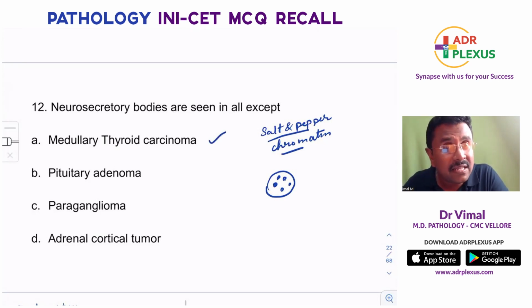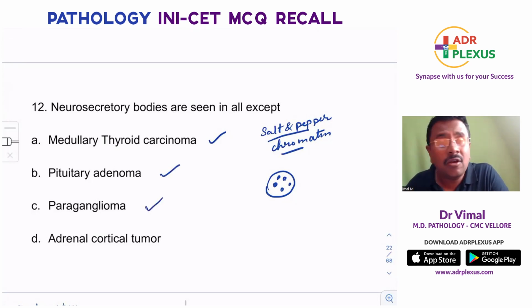Yes, definitely this medullary thyroid carcinoma is of neural origin, and it will have calcitonin as the tumor marker. Neurosecretory bodies are seen in medullary thyroid carcinoma and the pituitary adenoma. It has a lot of secretory function: growth hormone, prolactin, ACTH, and steroids. All these will be secreted. So pituitary adenoma will also have neurosecretory bodies.